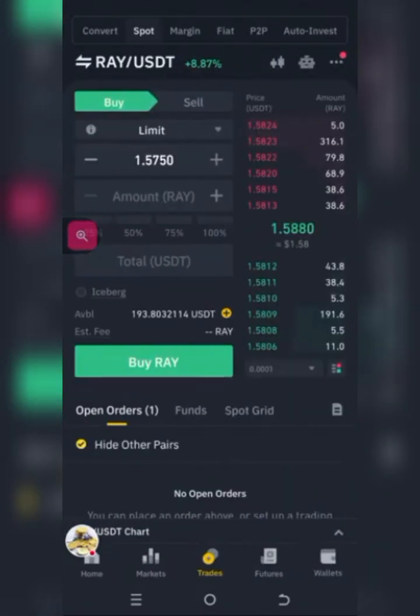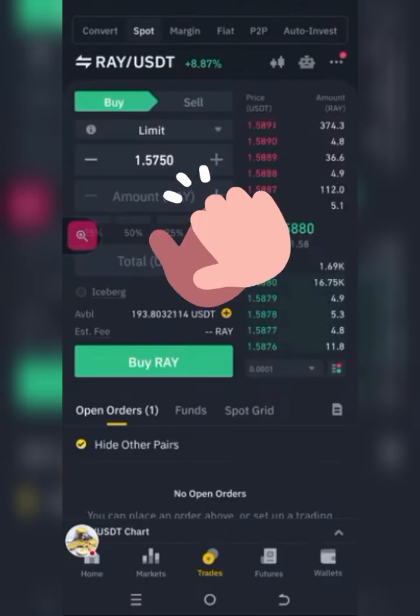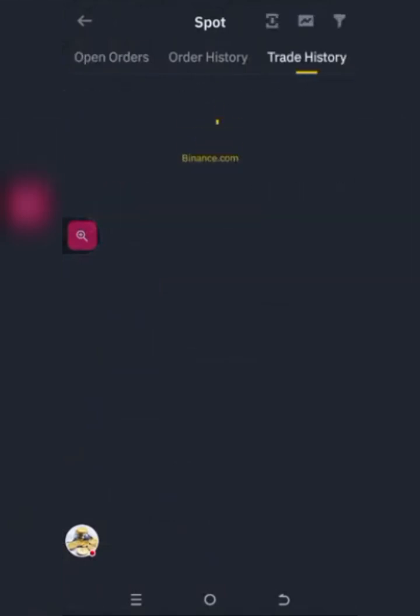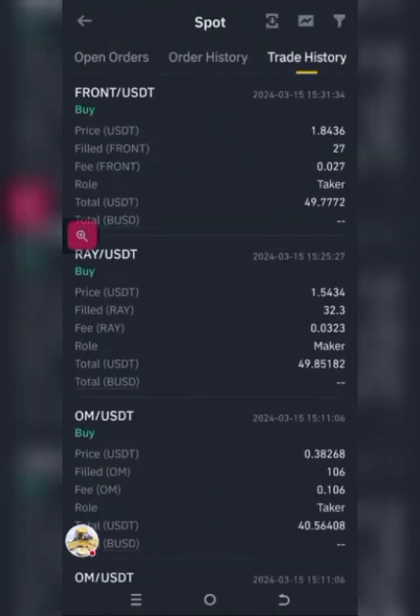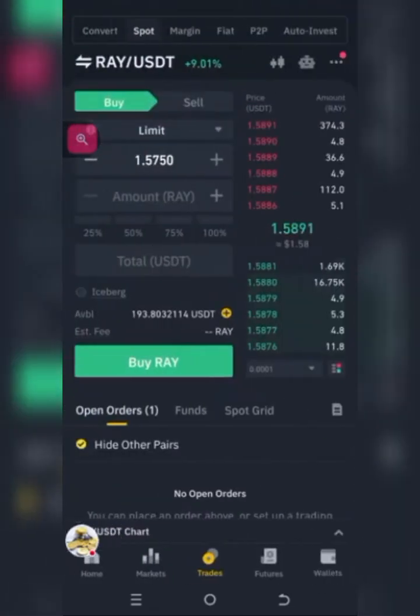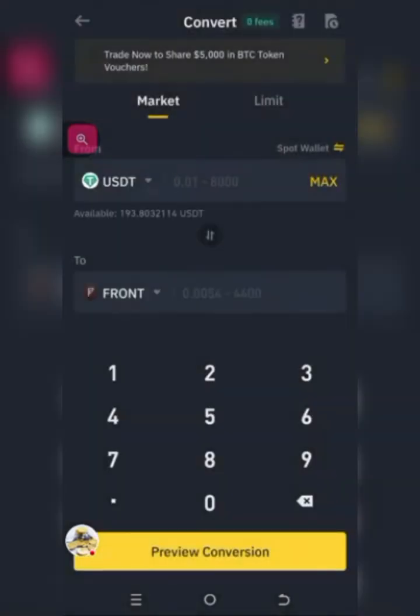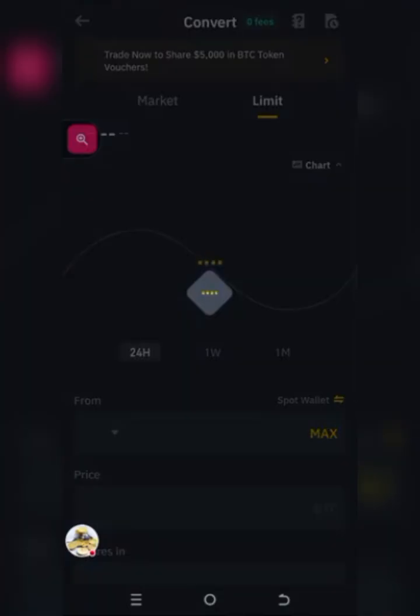Yes, it has. Awesome. Yes, it has executed, guys. Ray has also executed. That's it. We bought Ray at $1.54. Okay. And then we bought it at $49.85. Let's go check it. How much did we get, guys? Are you seeing that all our trades are executing?